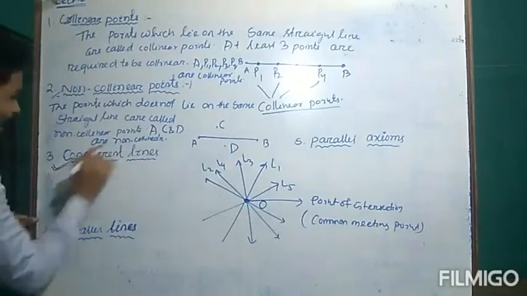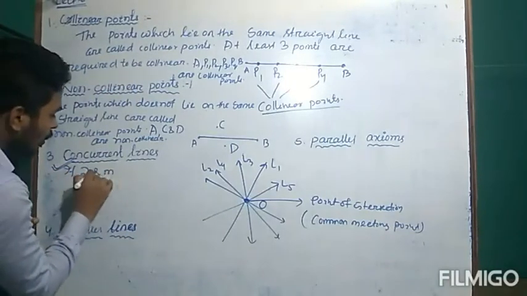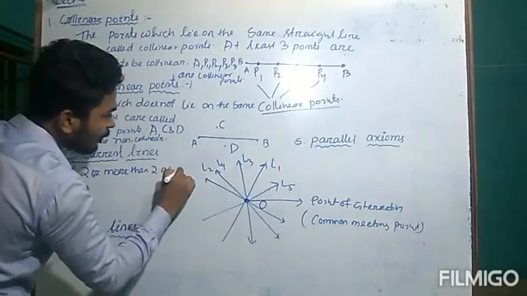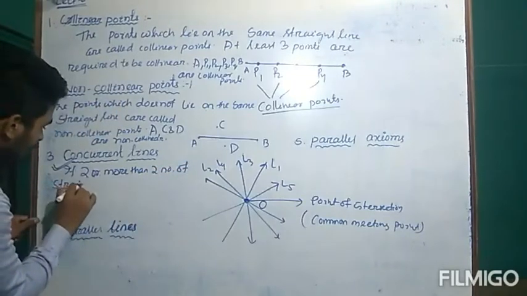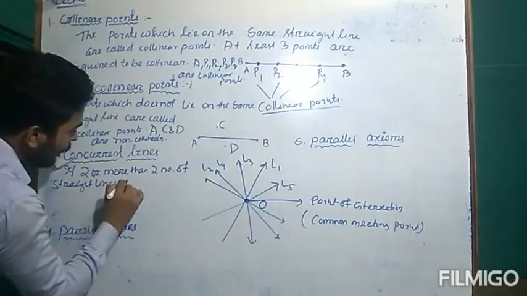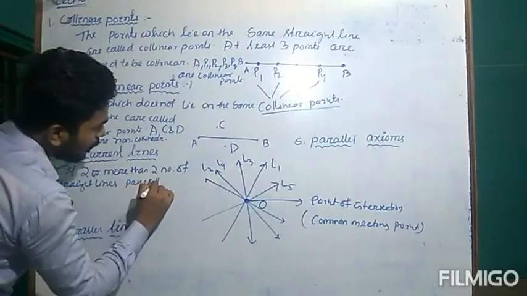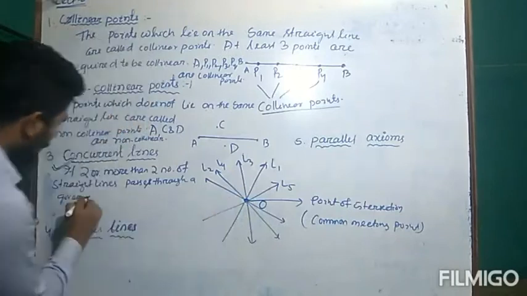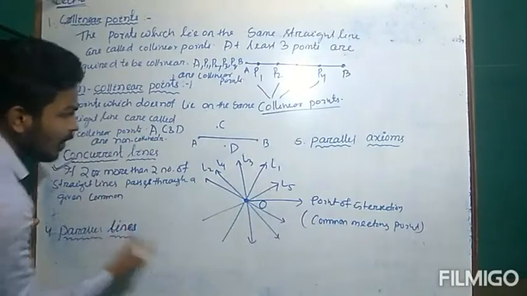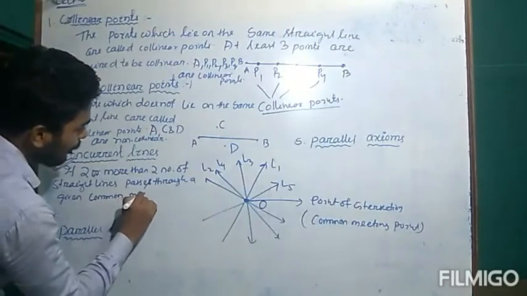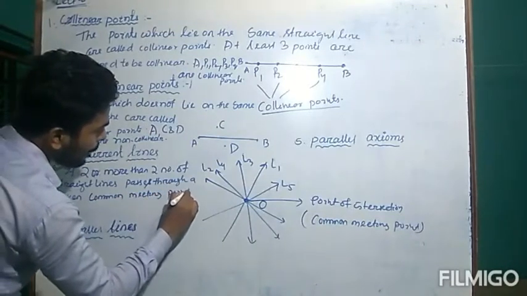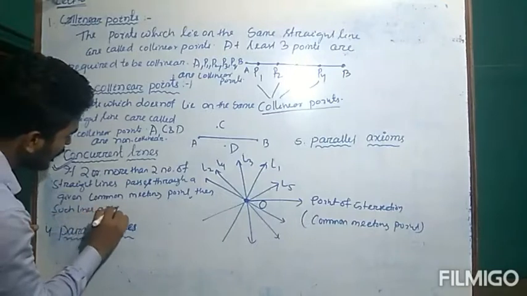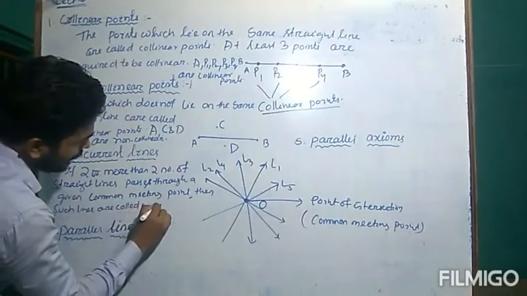So you can write: if two or more than two straight lines pass through a given common point of intersection or meeting point, then such lines are called concurrent lines.